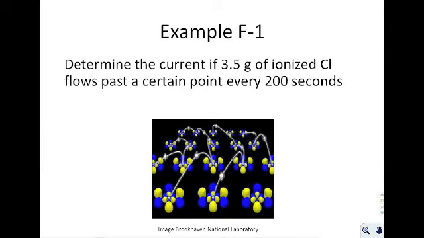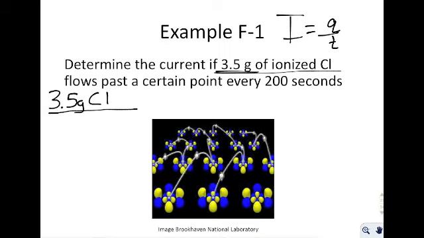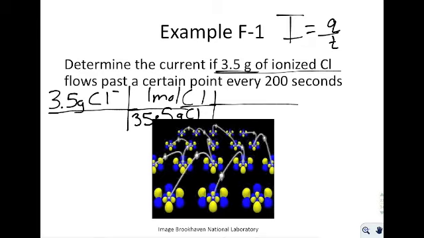So if you look, it says, oh, this is chemistry. Determine the current if 3.45 grams of ionized chlorine flows past a certain point every 200 seconds. And you're thinking to yourself, it has been at least a year since I've done this, but we can figure this out. The current is equal to the charge divided by the time. You have 3.5 grams of ionized chlorine, which means you have 3.5 grams of chlorine. You can say that in 35, we'll say 0.5 just for kicks, 35.5 grams of chlorine, you have 1 mole of chlorine. And now you're thinking to yourself, I did not sign up for this mole stuff again.